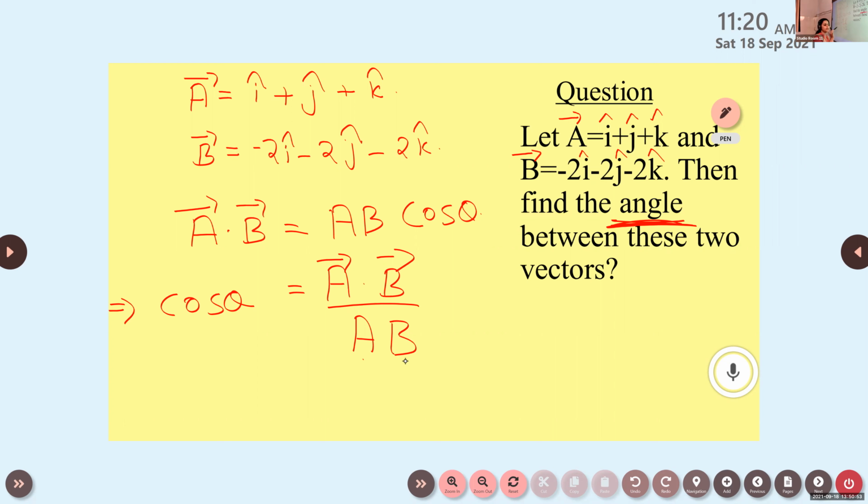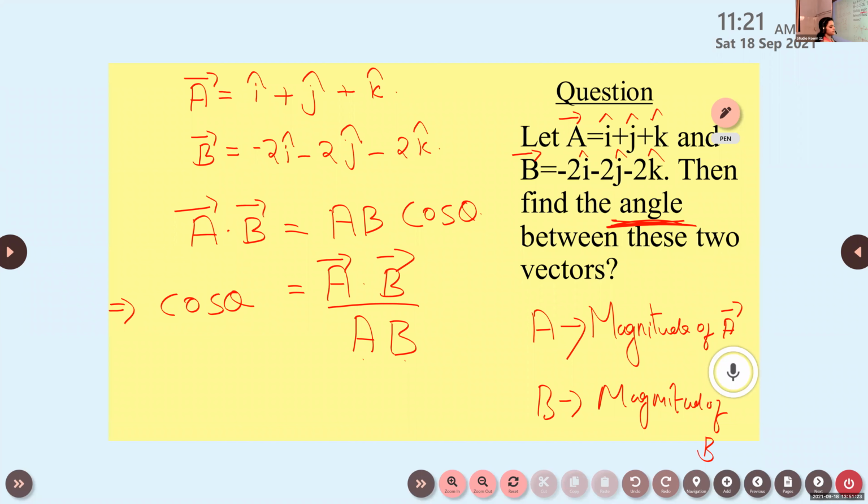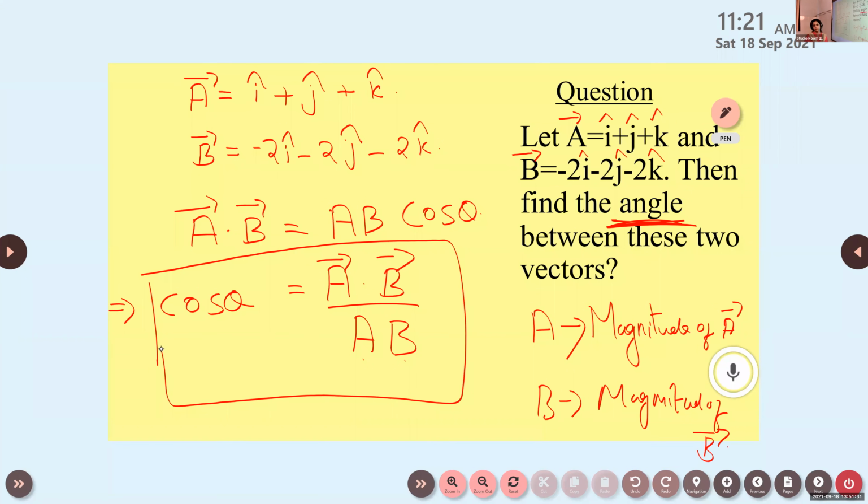What do A and B represent? You know the answer. Then why are you hesitant? Unmute and say. What is A? Yeah, it is the magnitude of vector A. Okay. Similarly, B is the magnitude of vector B. So we can find cos theta by using this equation: vector A dot vector B divided by AB.